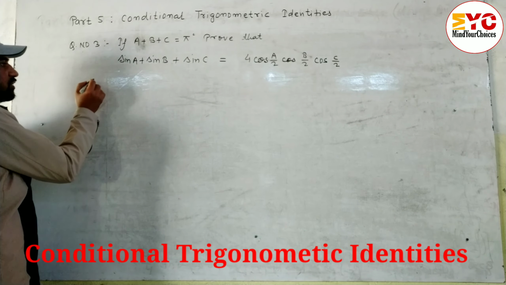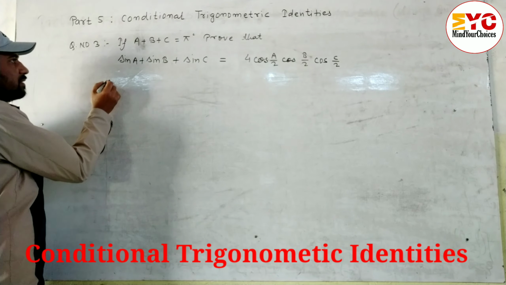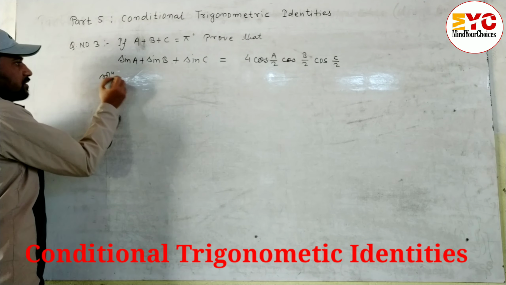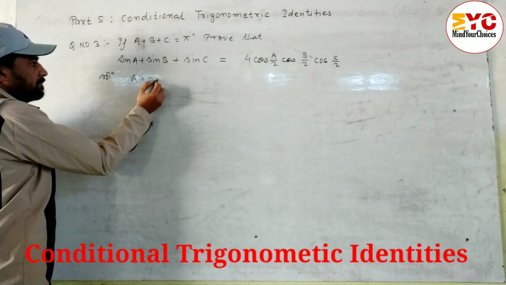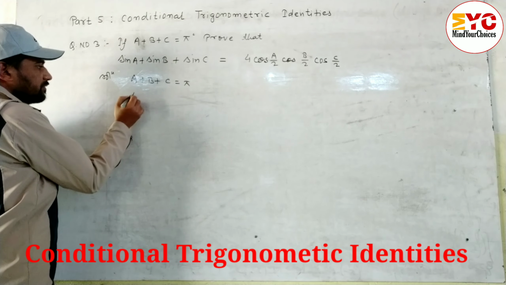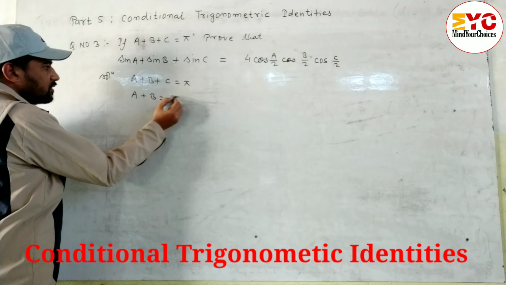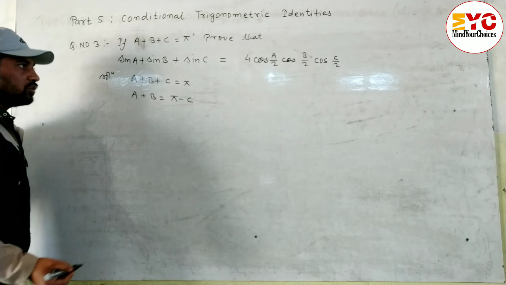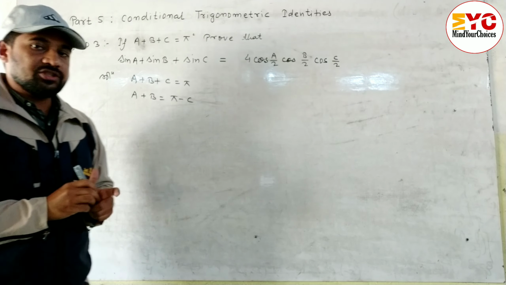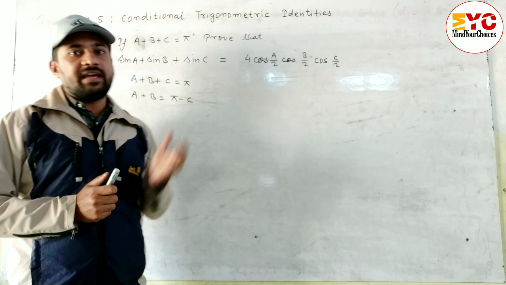So first of all, the condition is given here, a plus b plus c is equal to pi. First of all, we have to take the condition. After this, a plus b is equal to pi minus c, always the same we have to do. And after this, we have to look at the RHS. Either we have to multiply or we have to divide.